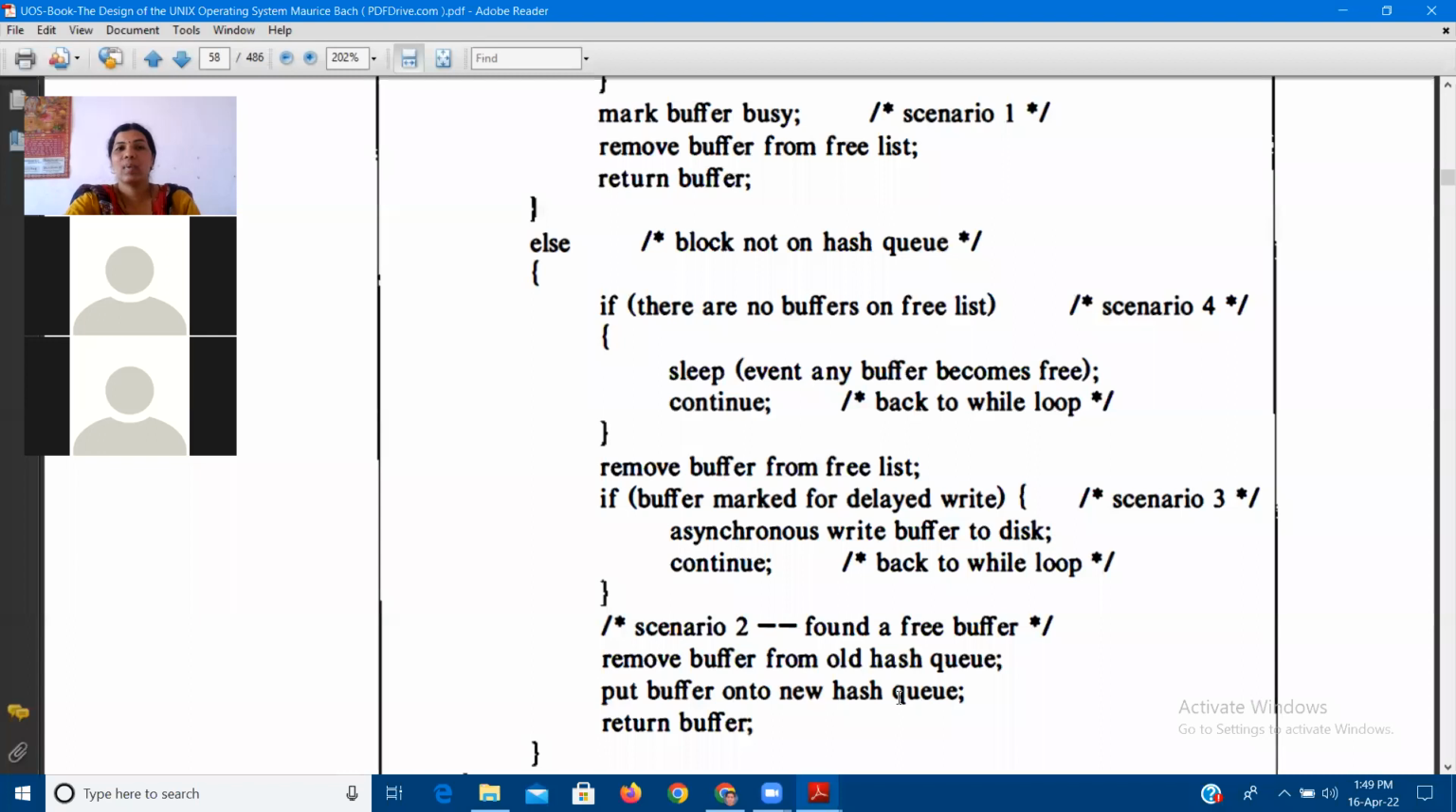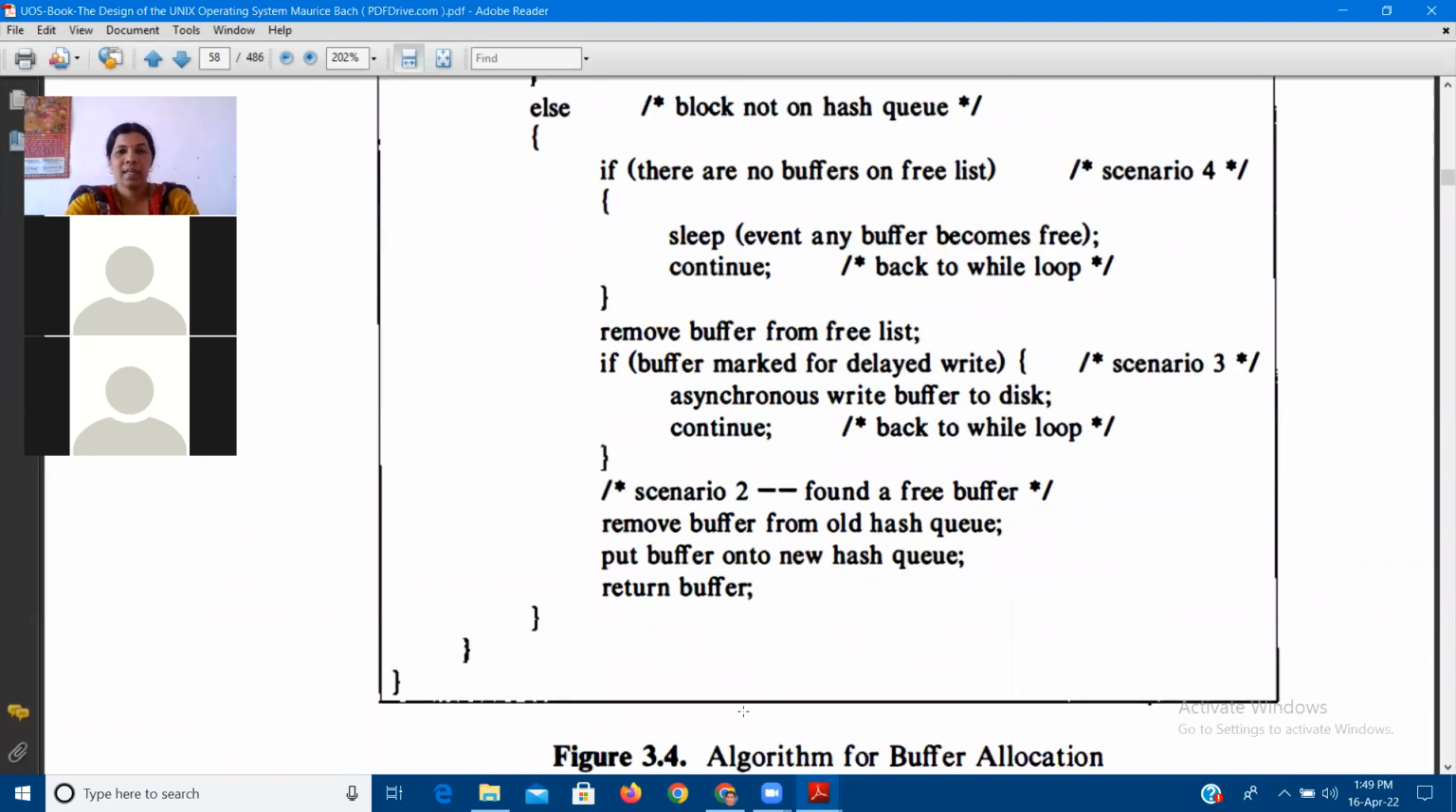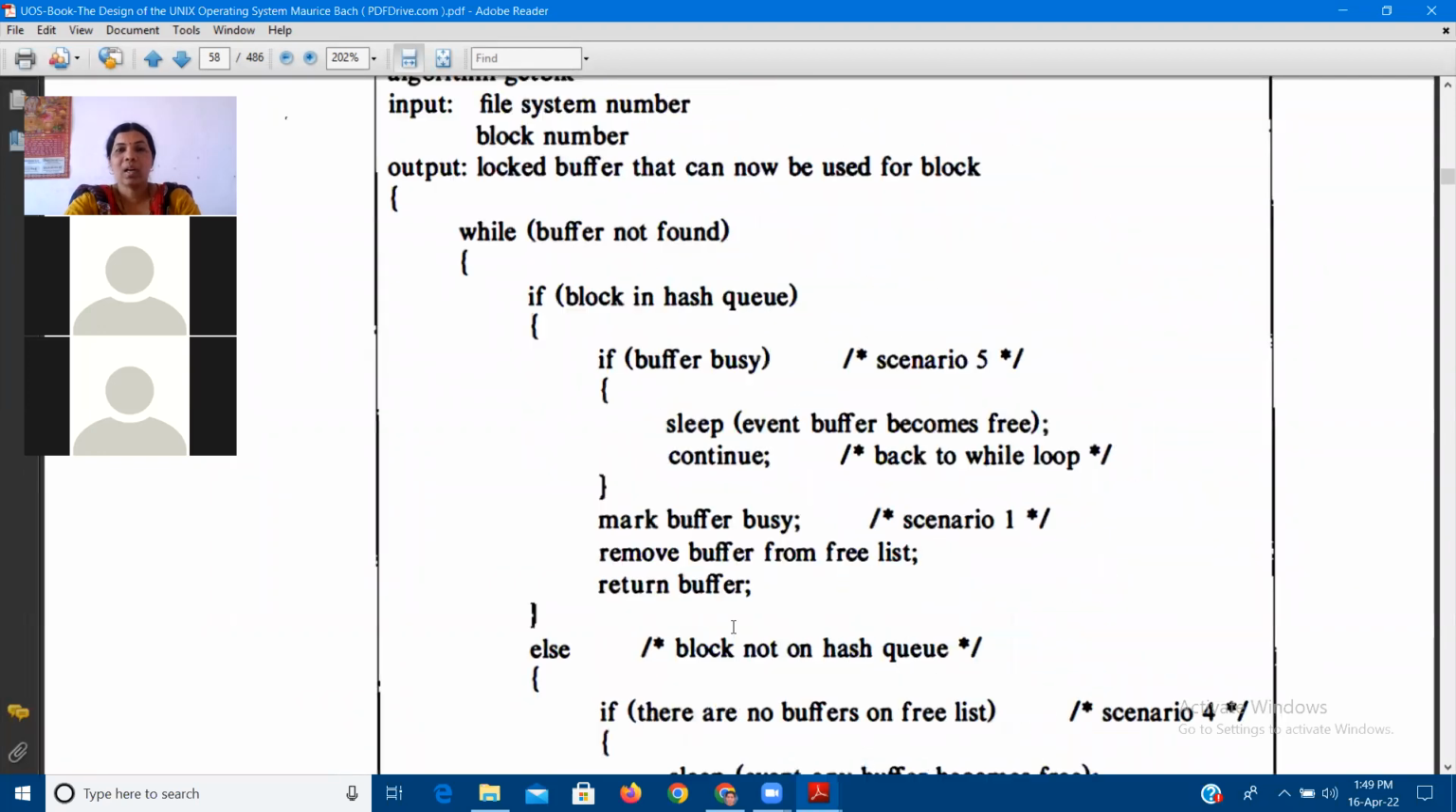So 18 is belonging to third hash queue and 3 is belonging to the fourth hash queue. So fourth hash queue is treated as an old hash queue and third hash queue is treated as a new hash queue. So this is about the concept of old hash queue and new hash queue. So this is about second scenario. At last it returns the buffer, right? So this is about get block algorithm.